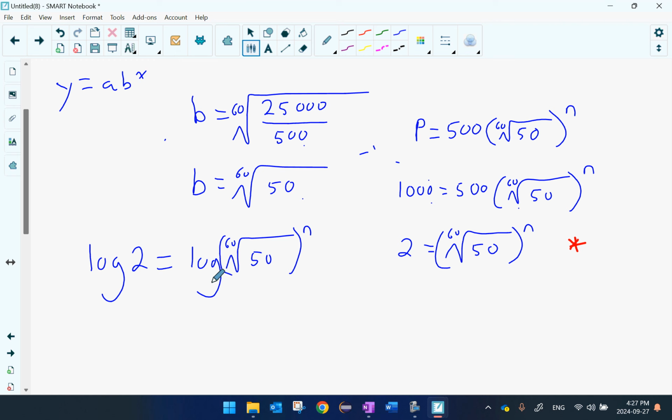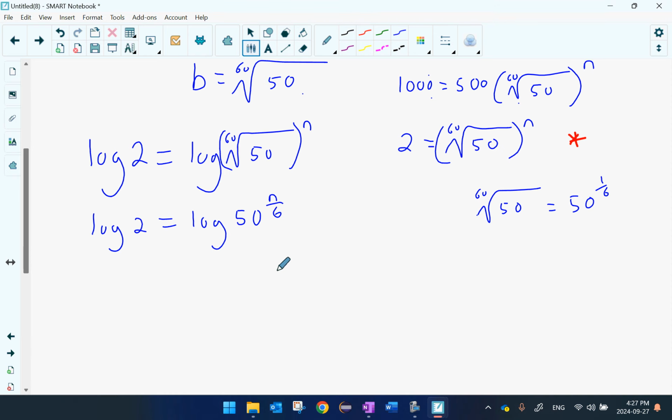Now, here's a slick little thing I'll do. The 60th root of 50 is really the same as 50 to the power of 1/6. And so this is really the log of 50 to the power of 1/6 times n. Well, n times the 1/6 is just n over 6. So there's a much nicer equation to work with. Bring the exponent down, and I get this right here.